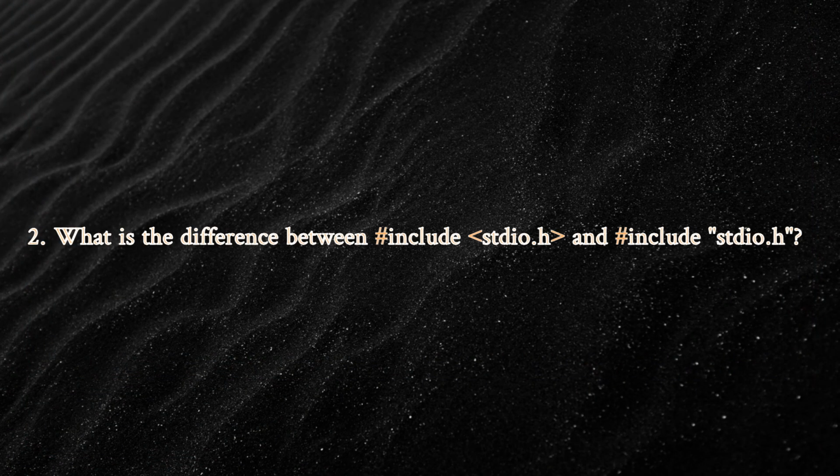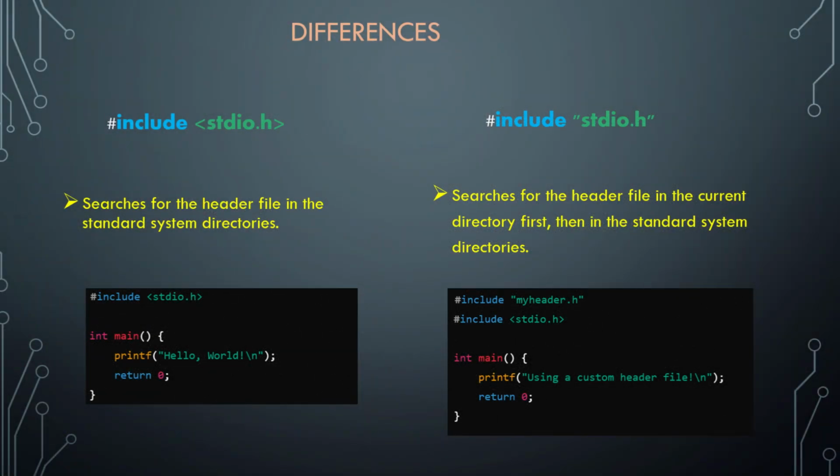2. What is the difference between #include <stdio.h> in angle brackets and #include "stdio.h" in double quotes? The key difference lies in how the C preprocessor searches for the header files. #include <stdio.h> in angle brackets tells the compiler to look for the header file in the standard system directories. #include "stdio.h" in double quotes tells the compiler to first look for the header file in the current directory where the source code file is located. If the header file is not found in the current directory, the compiler then searches in the standard system directories.